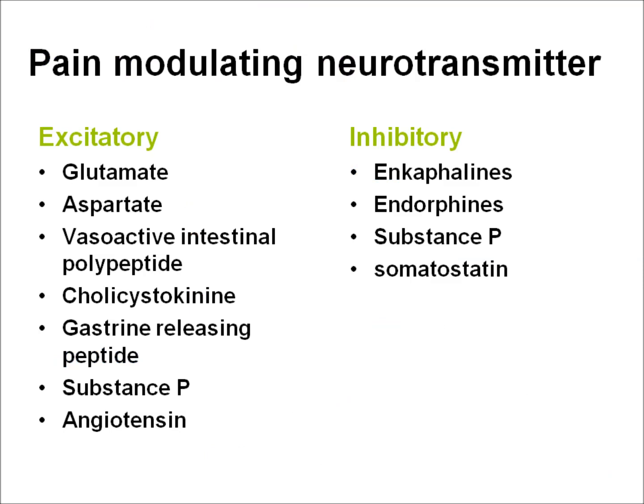This is a fairly long list of neurotransmitters involved both in the excitatory and the inhibitory pathways of pain. There is no need to learn any of these. These will come up at later dates. Of note is that substance P is actually found in both the excitatory and the inhibitory pathway.